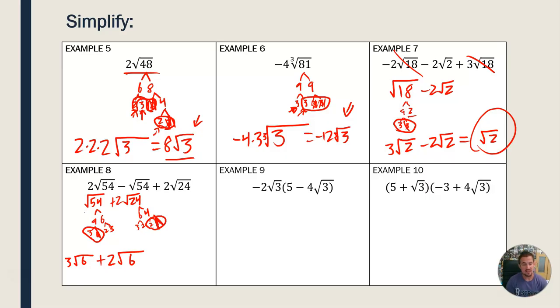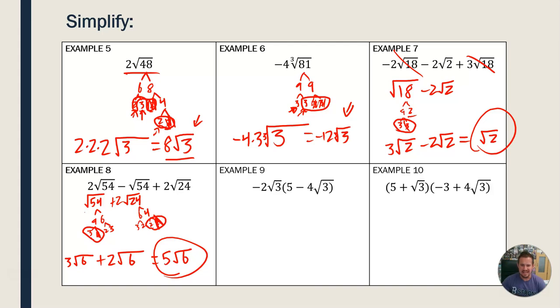Notice now I can combine those together. 3 square root of 6 plus 2 square root of 6 is 5 square root of 6. So that's my final answer there. That's how I deal with adding and subtracting radicals together. I can combine radicals together if they have the same radicand.